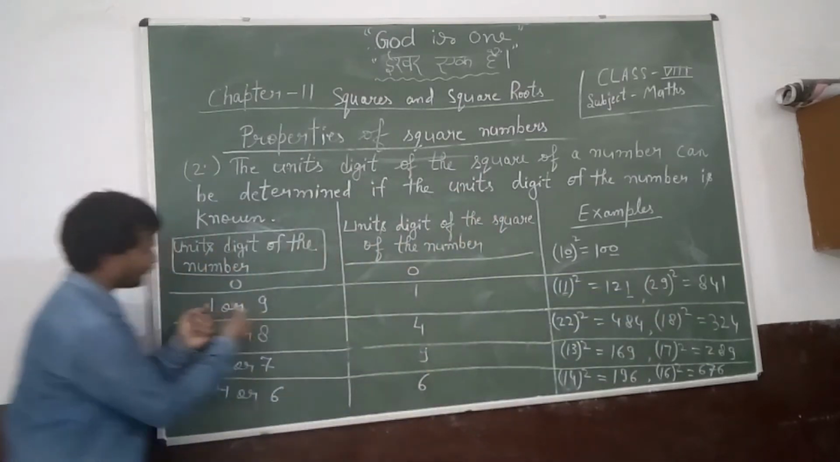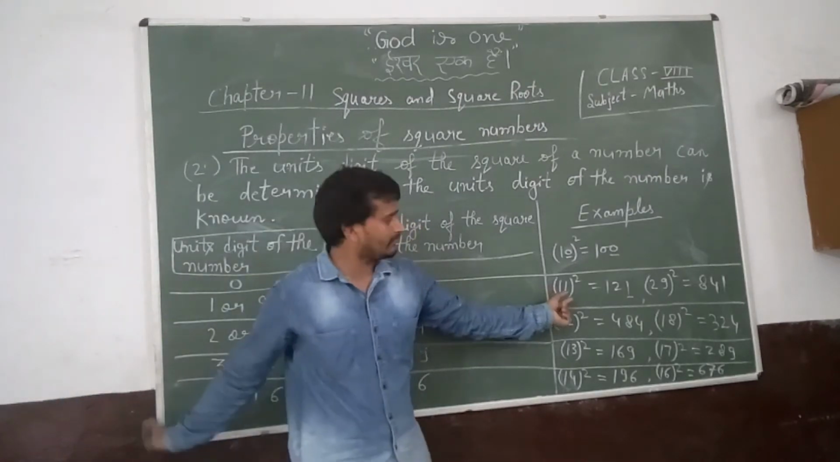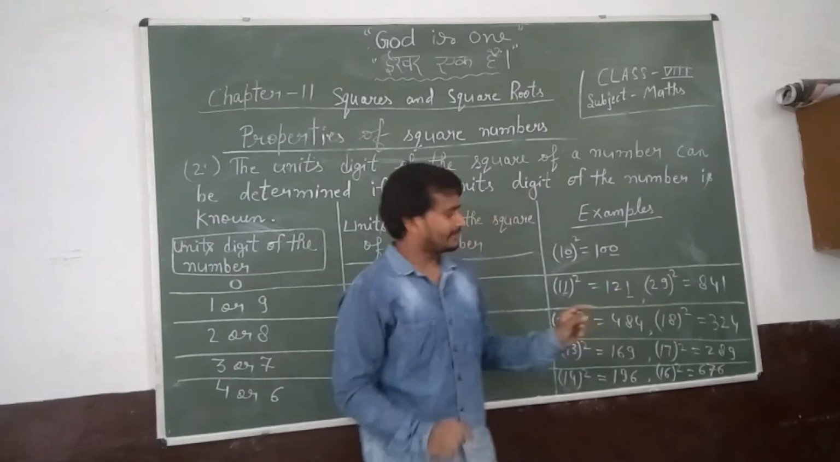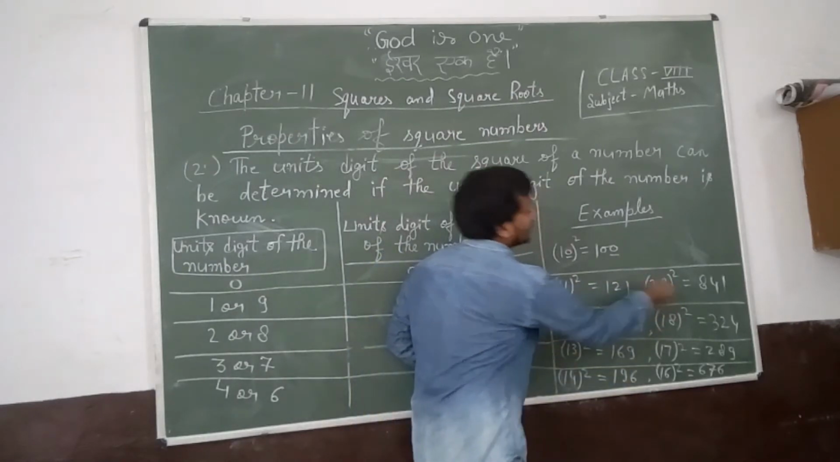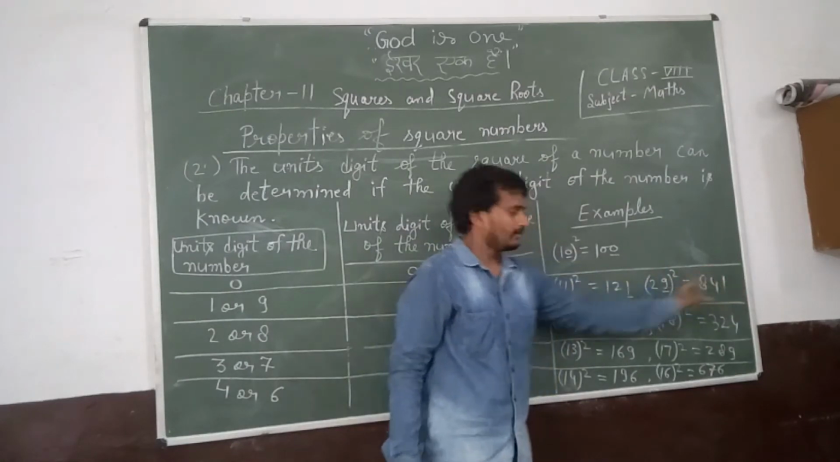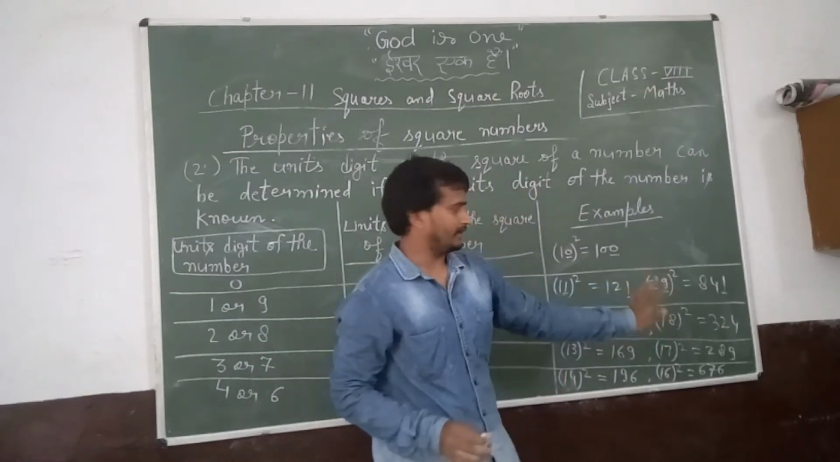Second, it is given if the digit is either 1 or 9. That was the example for 1 and this is the example for 9. In 29, the digit at unit place is 9. And the square of 29 is 841. So here the digit at unit place is also 1.